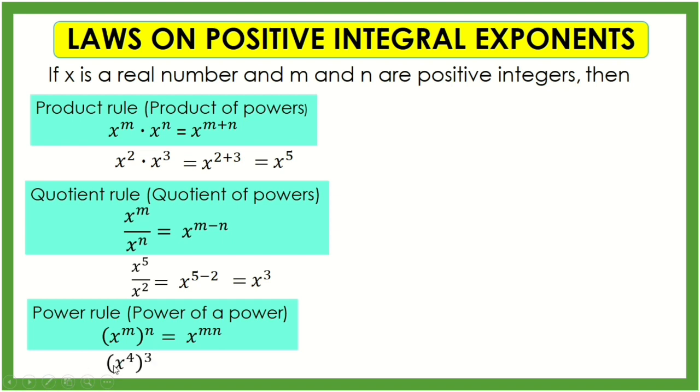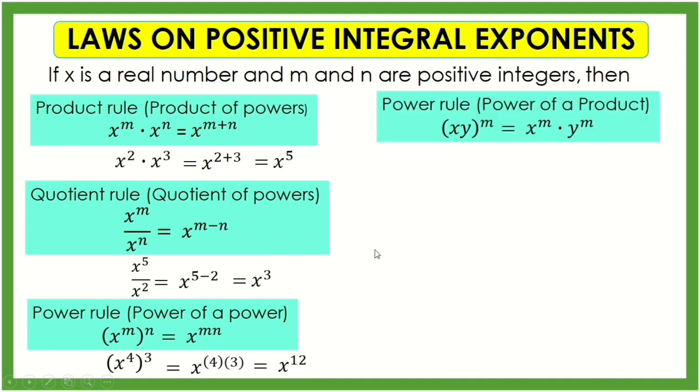For example, the quantity of x raised to 4 cubed, this is equal to x raised to 4 times 3. 4 is the exponent of x and then yung 3, yun yung exponent dito sa labas. So, the answer is x raised to the 12th power. 4 times 3 is 12.